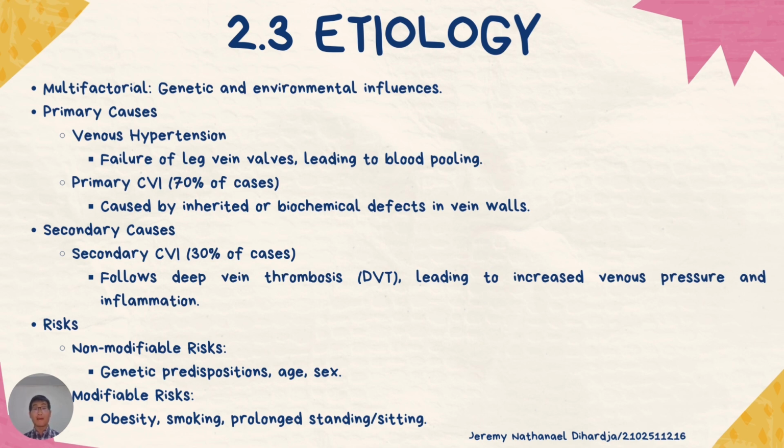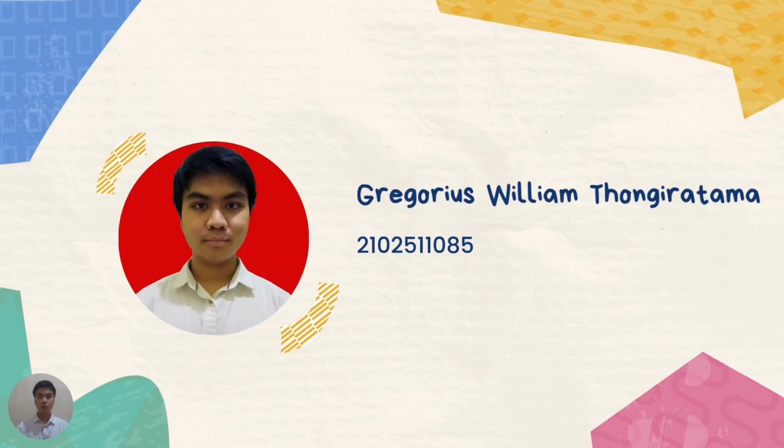Secondary CVI, making up the remaining 30% of cases, usually follows deep vein thrombosis or DVT. DVT-induced obstruction escalates venous pressure, damaging the valves and inciting inflammation that further impairs vein walls. Risk factors for CVI are varied, including non-modifiable elements like genetic predisposition and modifiable lifestyle choices such as obesity, smoking, and vascular injury. Good morning, my name is Gravis Lamnung with last 3 digits of student number 085.